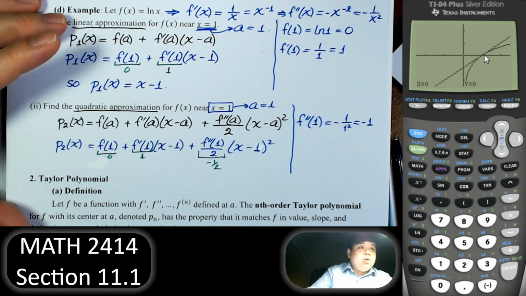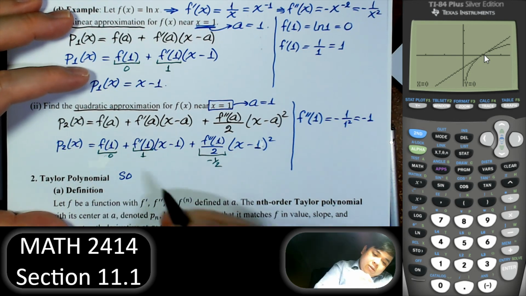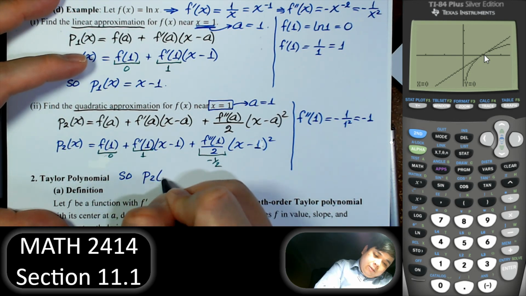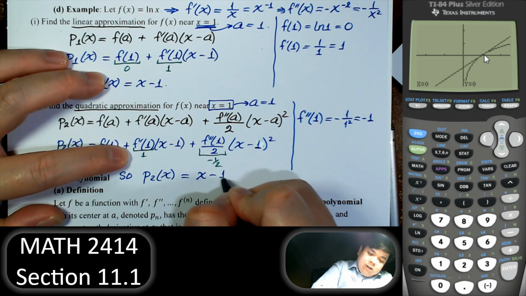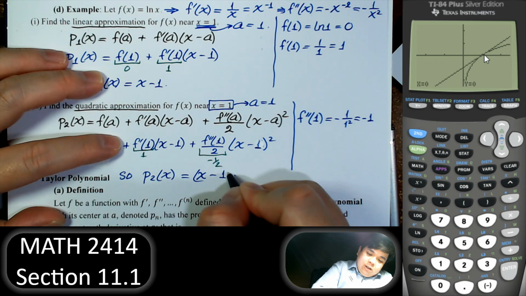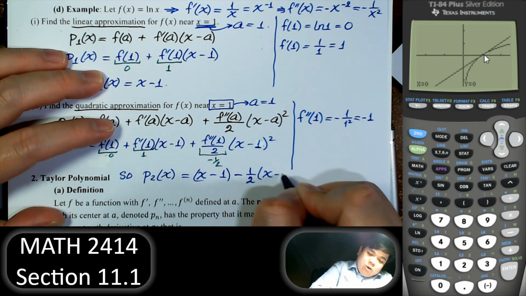So when we substitute everything in, we have x minus 1 minus 1/2 times x minus 1 squared.